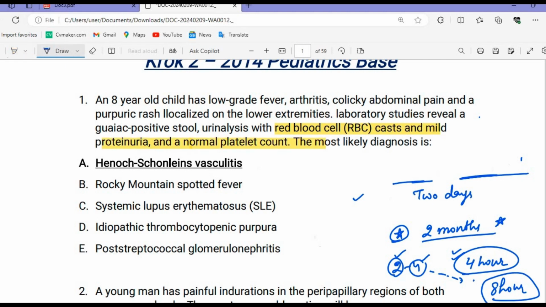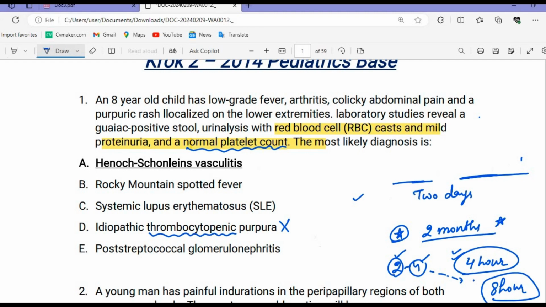Here we have the normal platelet count. So if the platelet count is normal, we can rule out idiopathic thrombocytopenic purpura. In the option, thrombocytopenic means thrombocytopenia, a decrease in platelets. The platelet count is normal, so we rule out idiopathic thrombocytopenia. It will not be the answer.